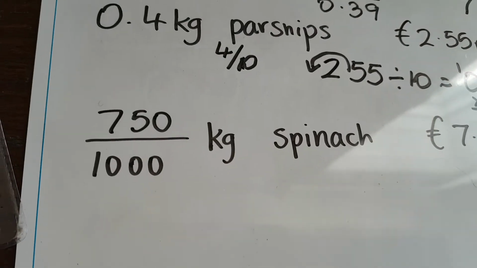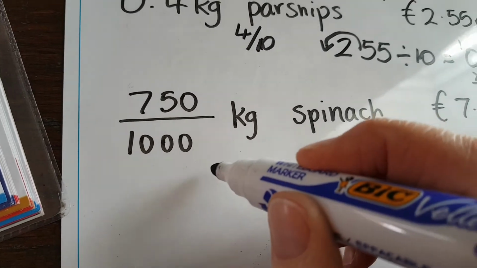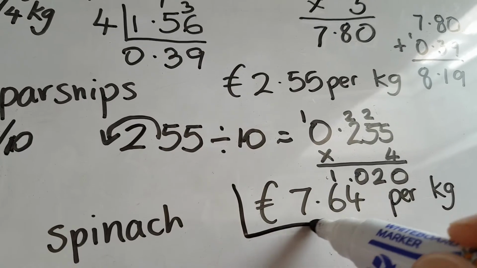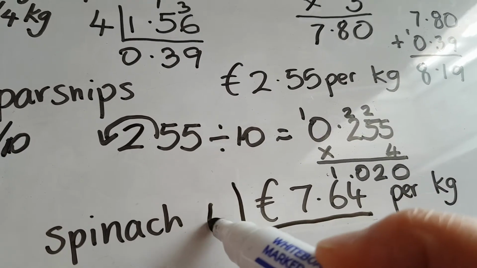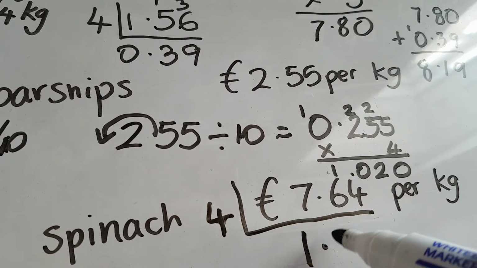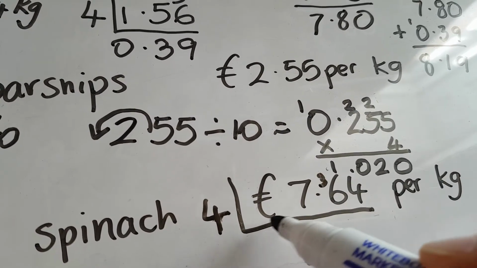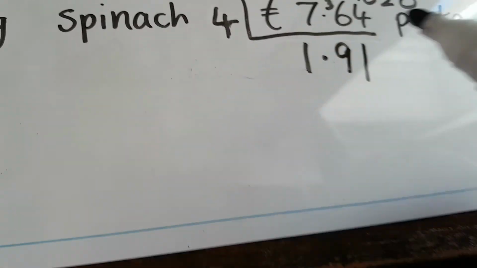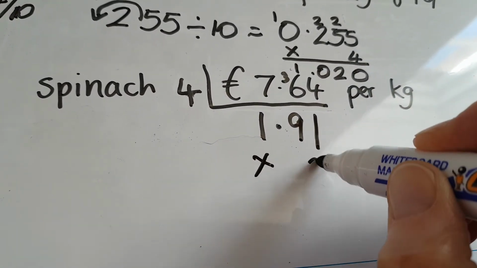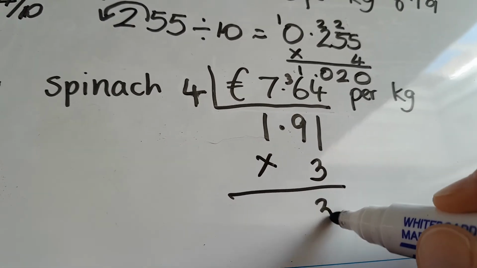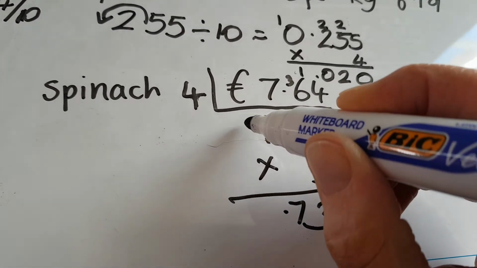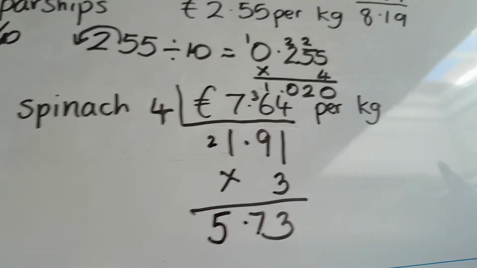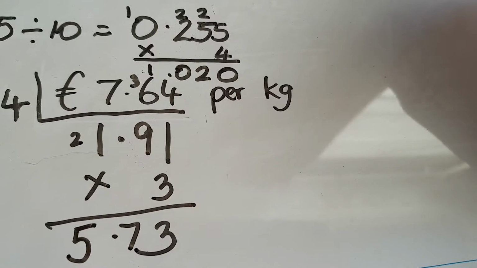And finally the spinach, 750 thousandths. So that's the same as 3/4 of a kilogram. Find 1/4, I'm going to divide by 4. 4 into 7 goes 1. Carry the 3. 4 into 36 goes 9. And 4 into 1 goes once. That's 1/4. And then multiplied by 3 to get 3/4. 3 1s are 3. 3 9s are 27. Carry my 2. 3 1s are 3. 4 5. So that's how much she paid for spinach. 5.73.